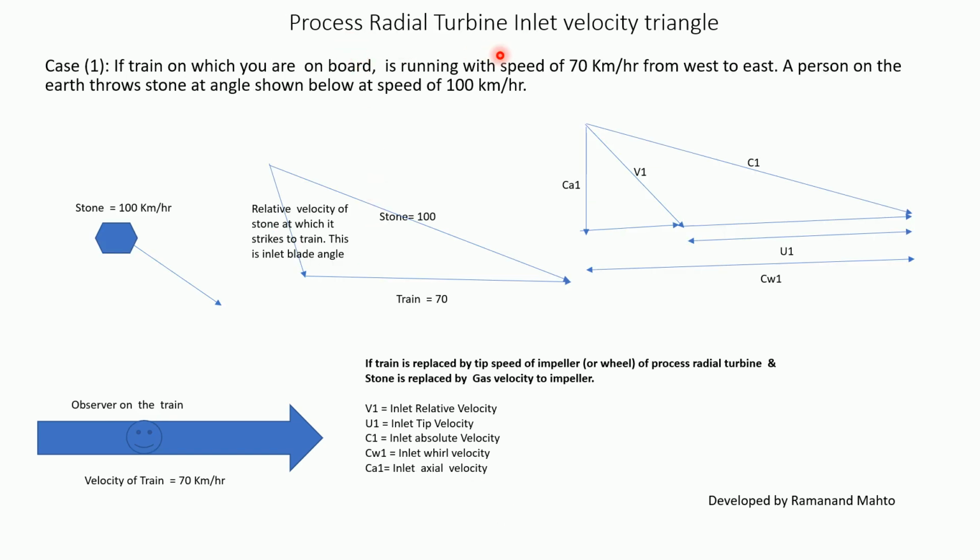The process radial turbine inlet velocity triangle. Case 1, if the train on which you are on board is running at the speed of 70 km per hour from west to east, a person on the earth throws a stone at the angle shown below at the speed of 100 km per hour. So the observer on the train sees the train moving at 70 km per hour and the stone thrown at 100 km per hour at a certain angle. So you can draw the triangle. This is the train speed, this is the stone speed, and if you connect them, this is the relative velocity of the stone at which it strikes the train.